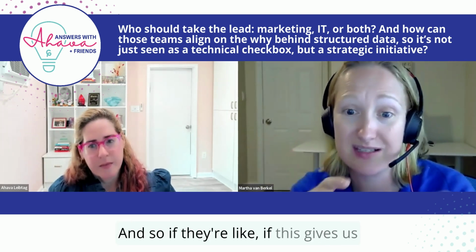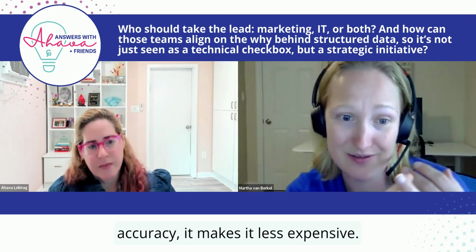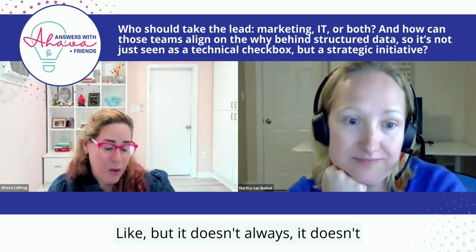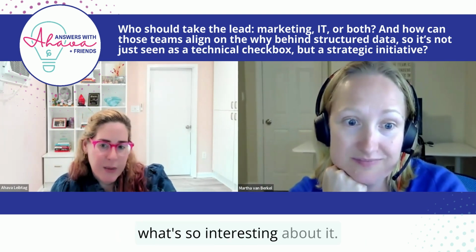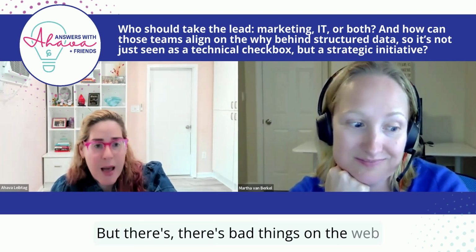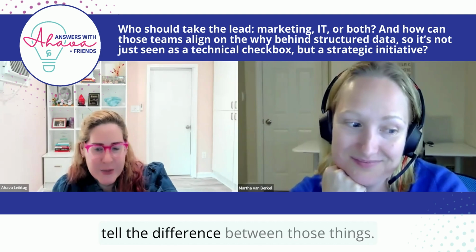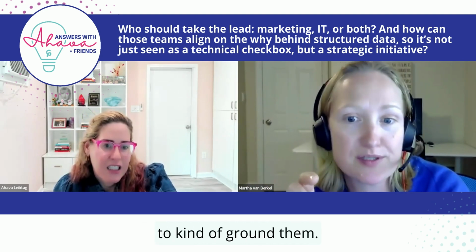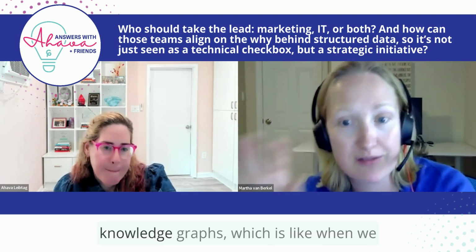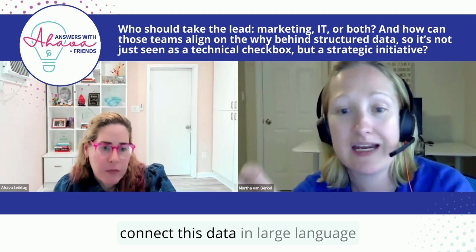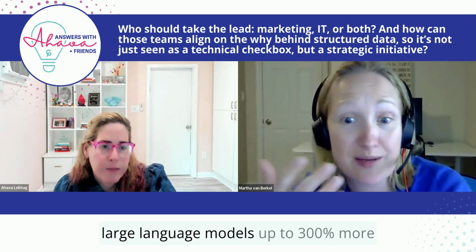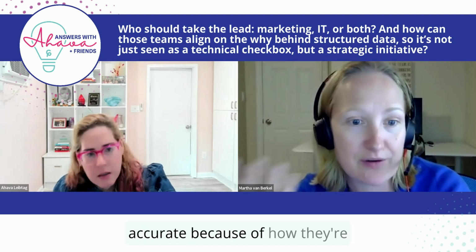And so if this gives us accuracy and makes it less expensive, that makes total sense to me. But it doesn't always provide accuracy, and that's what's so interesting about it. There are bad things on the web, and Gen AI doesn't necessarily know how to tell the difference between those things. So they use structured data to ground them. There's a ton of research on how knowledge graphs, which is when we connect this data, make large language models up to 300% more accurate because of how they're structured.